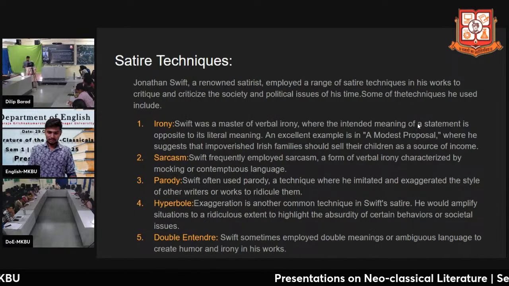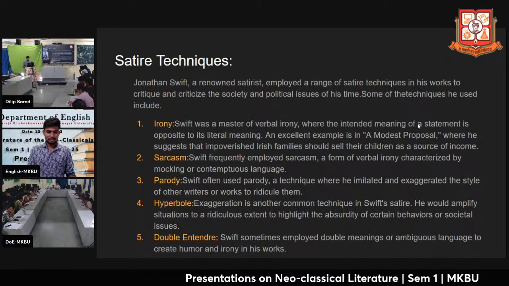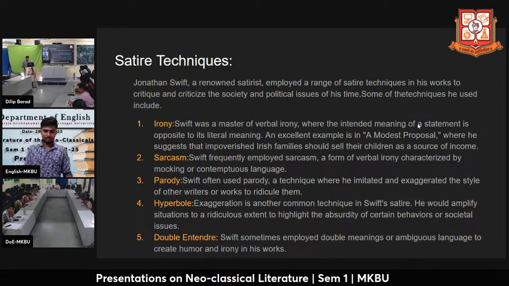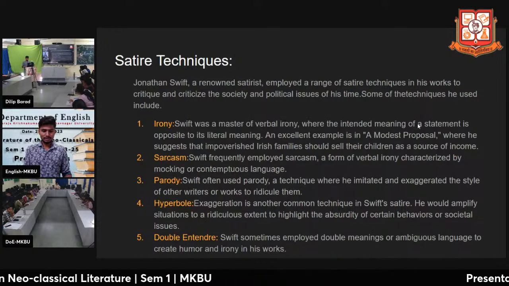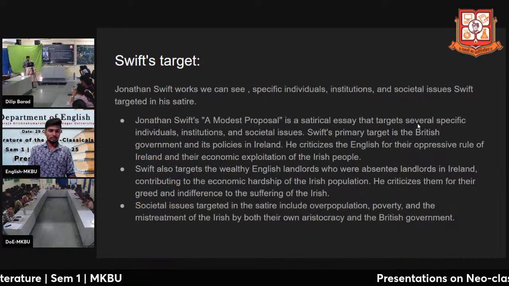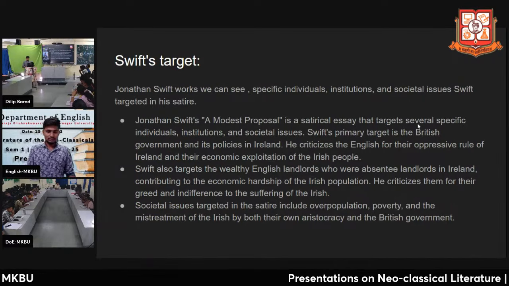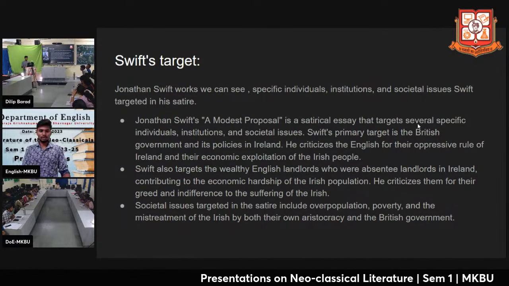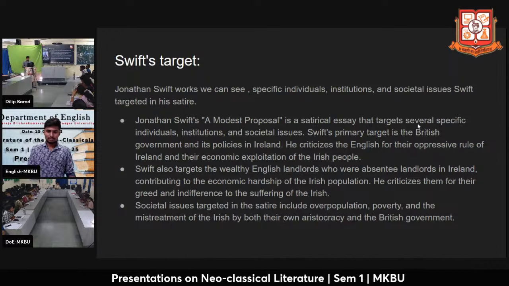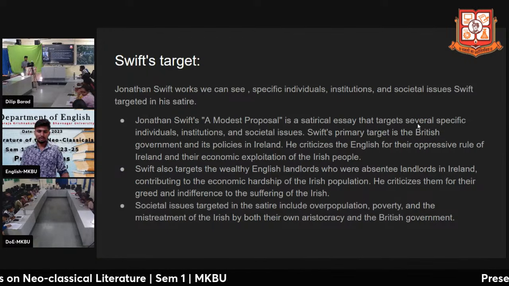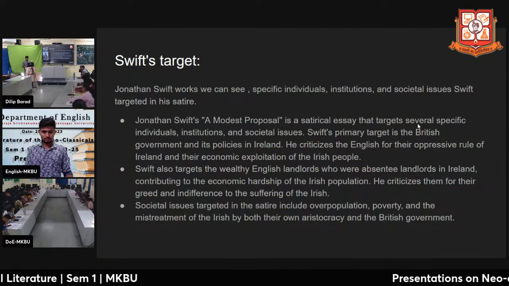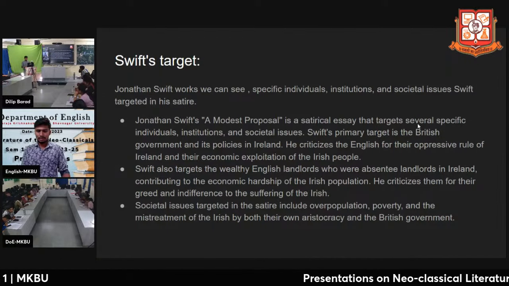Exaggeration is another common technique in Swift's satire. Double entendre: Swift used double meaning and ambiguous language to create humor and irony in his work. Swift's targets: A Modest Proposal is a satirical essay that targets several specific individuals, institutions, and societal issues.